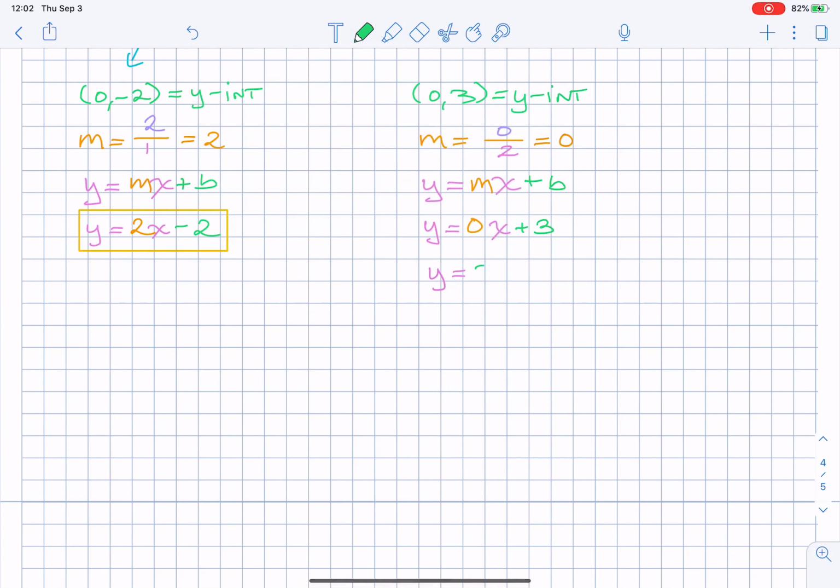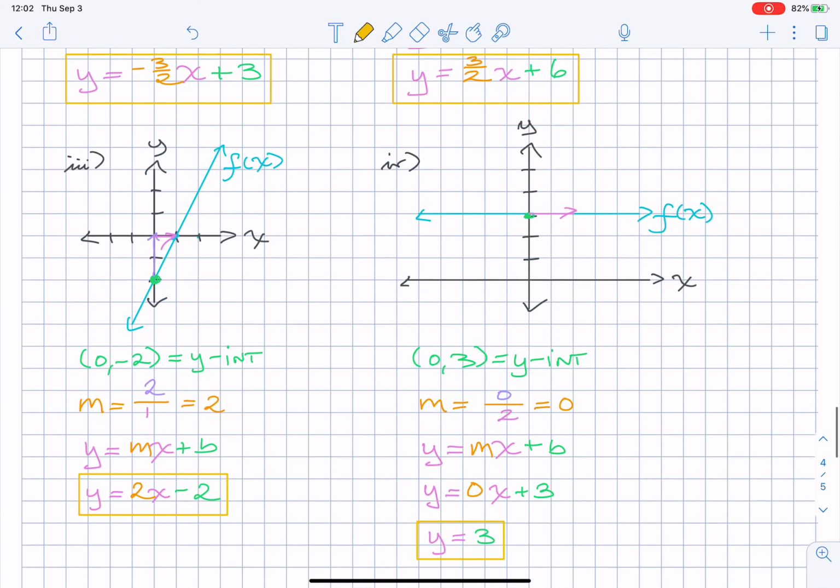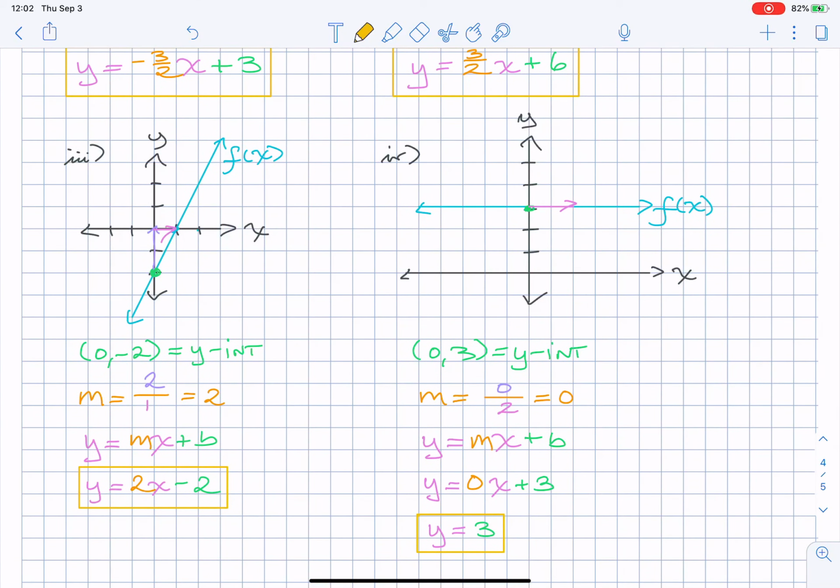And we know horizontal lines are of the form y equals 3, but we'll get to that in the next section. Okay, this is a horizontal line. It's well defined, right? It's the vertical lines that aren't well defined. So I will see you in the next section.